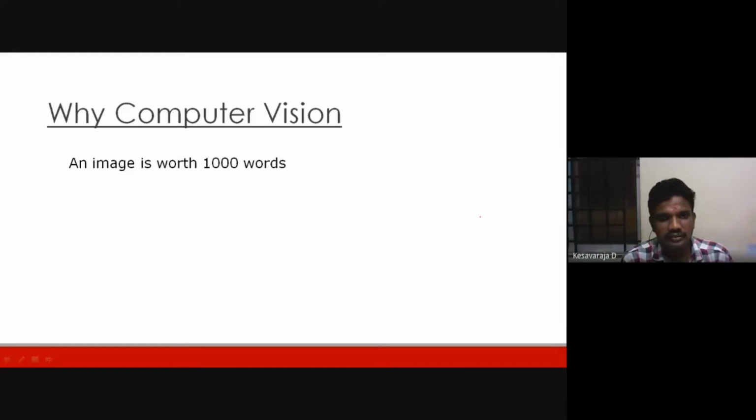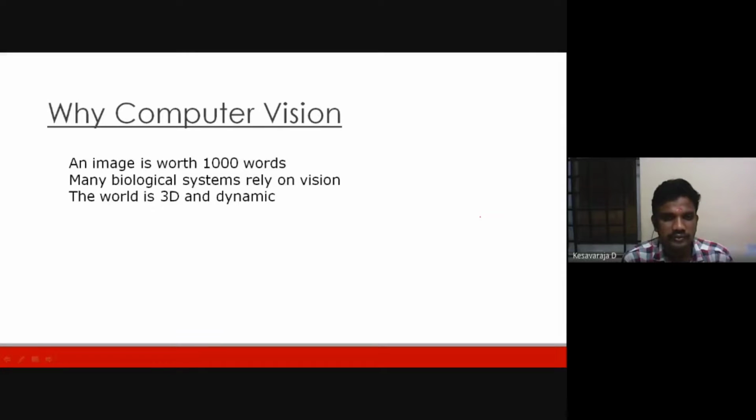So why computer vision? Normally an image is worth 1000 words. Your aim is to extract those 1000 words from the image. Currently many biological systems rely on computer vision. The world is 3D and dynamic, so you need a CV toolbox for processing that data. Currently the cameras as well as the processing computers are very cheap, so computer vision is easily achieved.